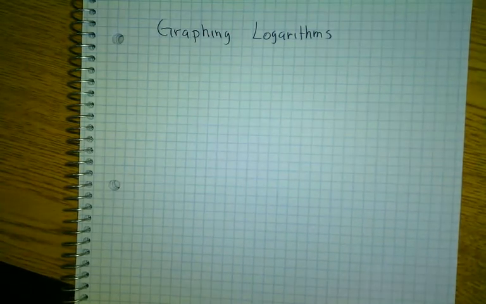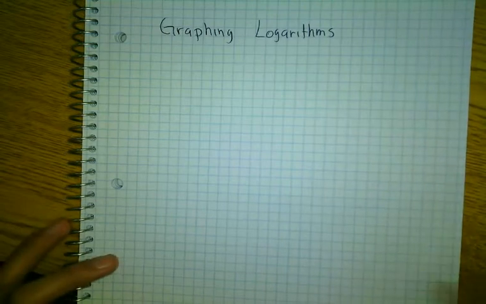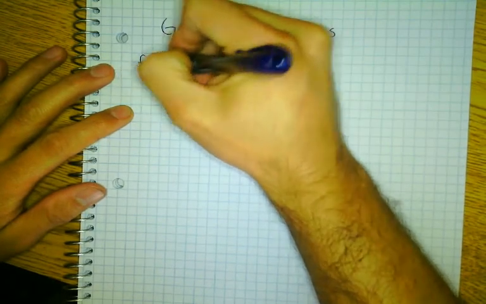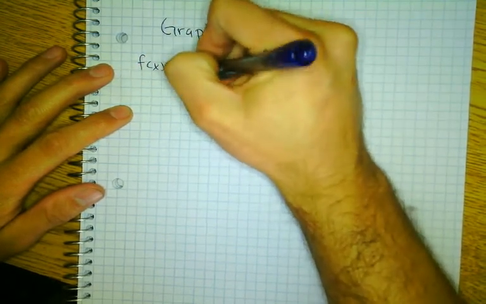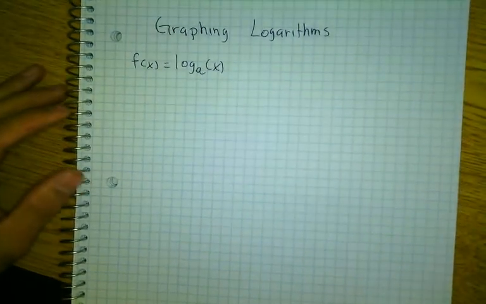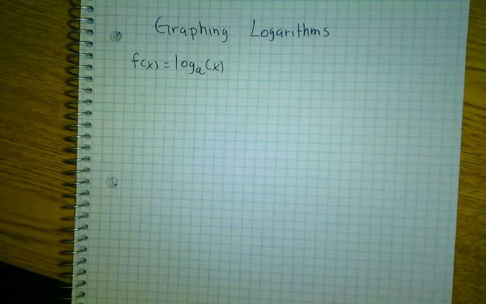So, now we're going to talk about graphing logarithms. We're going to start out with a parent function, okay? First of all, logarithms will take the form of f of x equals log base a of x. There's got to be some type of base, and then the variable x. Cool? Now, you do realize that a is the same base as an exponential, right?